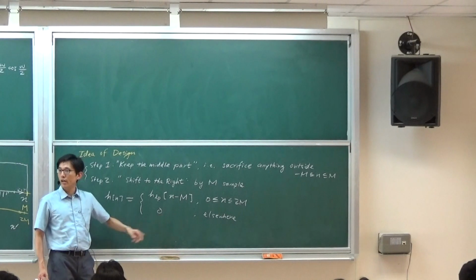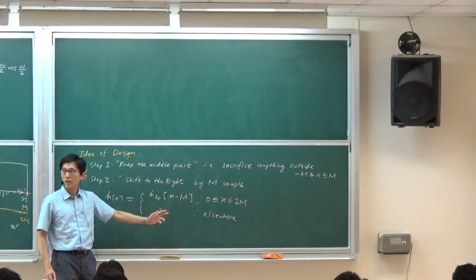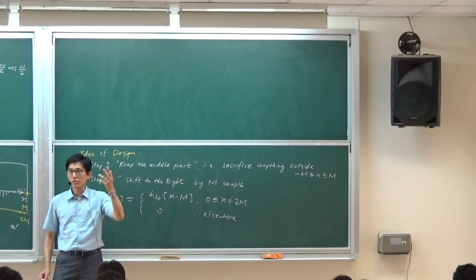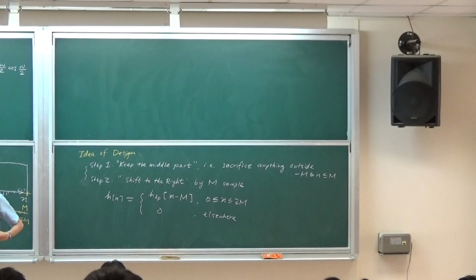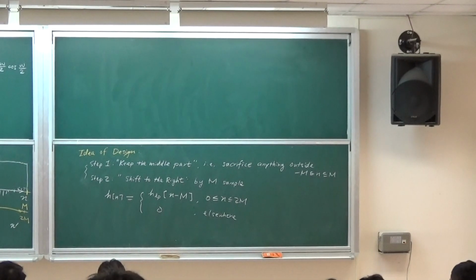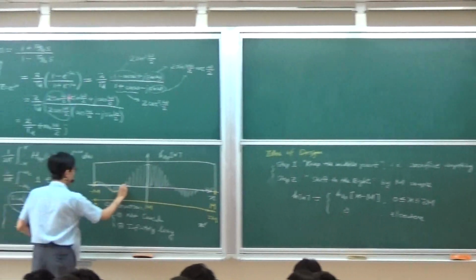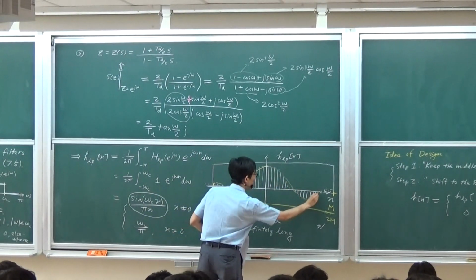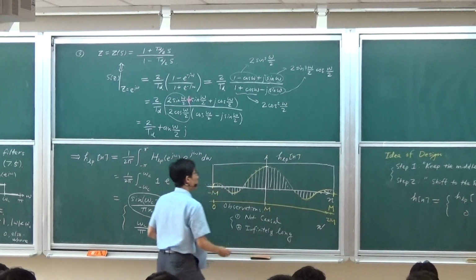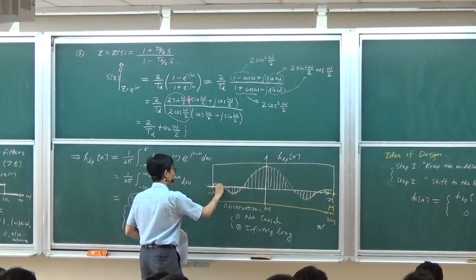Abandoning the tails to make it finite, and shifting to the right to make it causal. So these are the thoughts behind the two steps. Any question here? So the result of our design will still be basically the same thing. We're not going to change anything in this range.